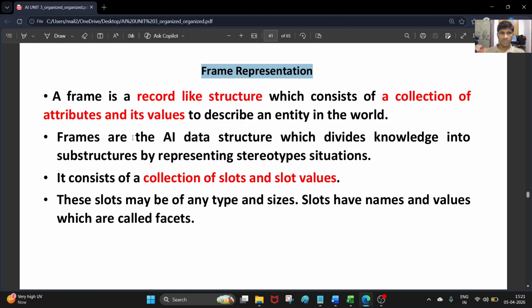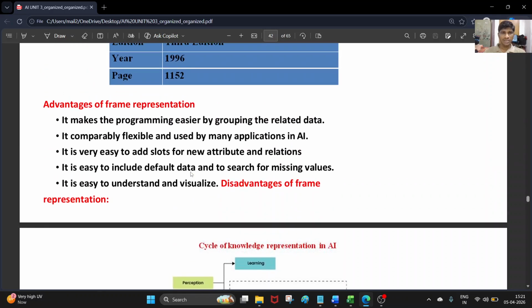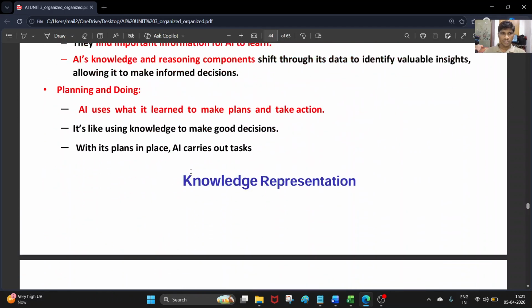The last representation is frame representation. A frame is a record-like structure which consists of a collection of attributes and values. So it consists of a collection of slots and slot values. For example, here the slot is title. It is a frame-like structure, as I told. So the slot here is title, and the value of the slot is artificial intelligence. Genre is computer science. Author is Tom Towley. Then edition is third edition, year and pages. So this is regarding the knowledge representation techniques.